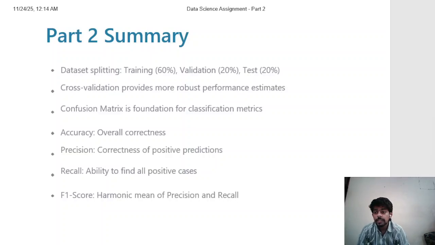Precision shows correctness of positive predictions. Recall shows ability to find all positive cases. F1 score balances precision and recall, while type 1 and type 2 errors represent false positives and false negatives. Specificity shows ability to identify negative cases correctly. Understanding these metrics is essential for building practical machine learning models.